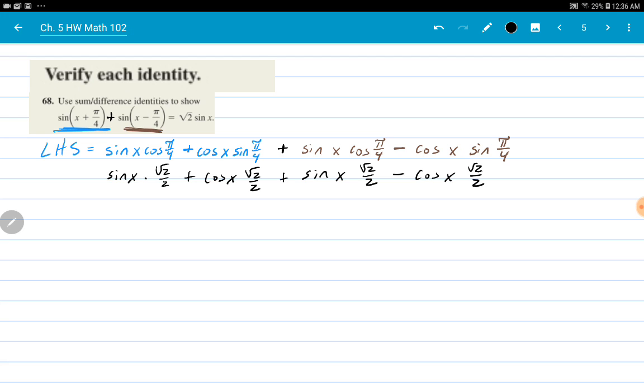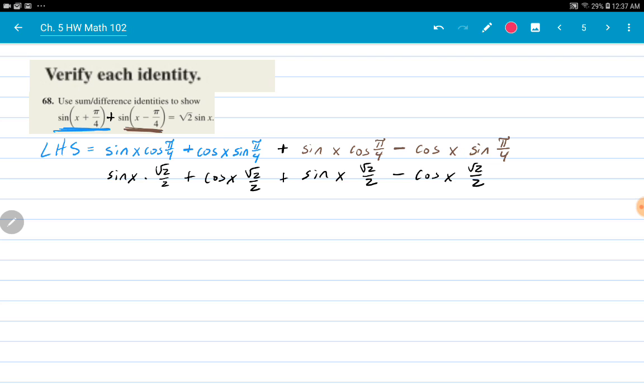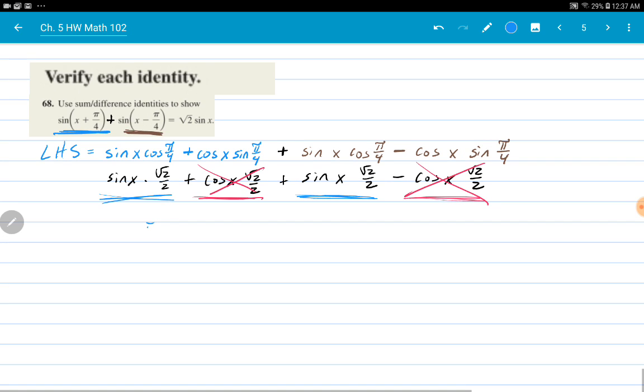So lots of radical 2 over 2 is starting to look a lot the same. Here I have a positive cosine x times radical 2 over 2 and a negative cosine x radical 2 over 2. So those immediately cancel out. And I'm left with 2 of this and this, which are both identical, so I can combine like terms and get 2 of those.